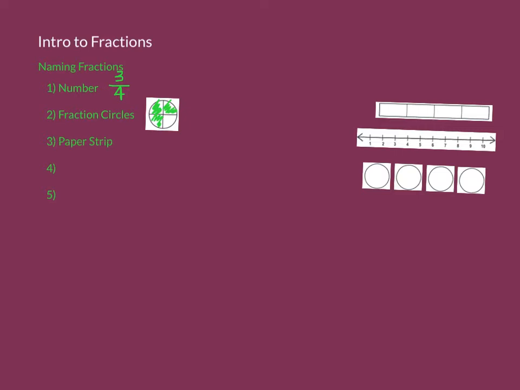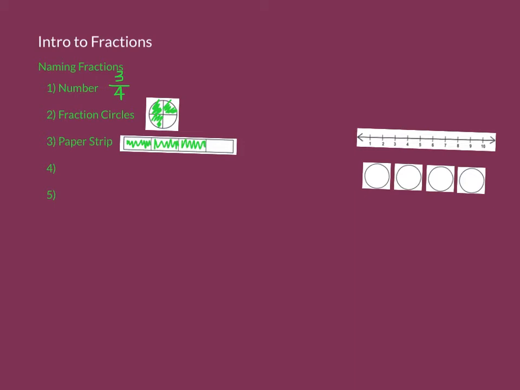What I have here for us to look at is you can draw paper strips. If you don't want to actually cut out paper strips for your students, you can just draw rectangles. And then the same thing as with the fraction circle, you basically want to split it into 4 equal sections, and then you would color 3 of them to represent the 3/4. So here I'd color in 1 section, 2 sections, 3 sections. That paper strip now represents 3/4 as a fraction.